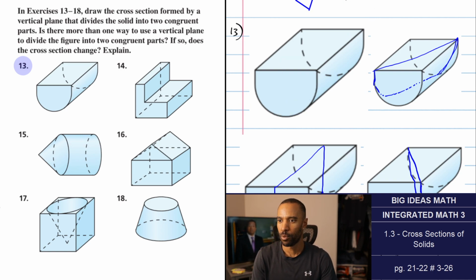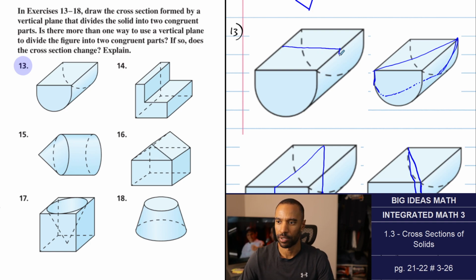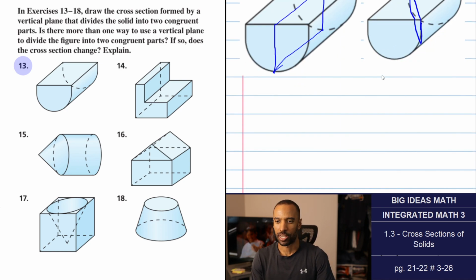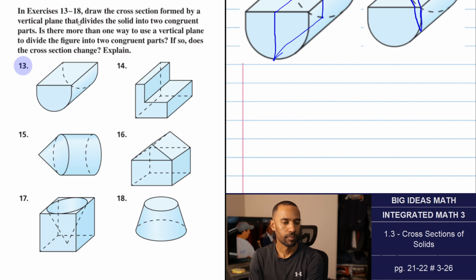Okay. Whoops, I didn't want to delete the actual cross-section itself, because I assume those ones are congruent on that one. All right, that is number 13. That is number 13. It's my best guess on that one. Number 14.